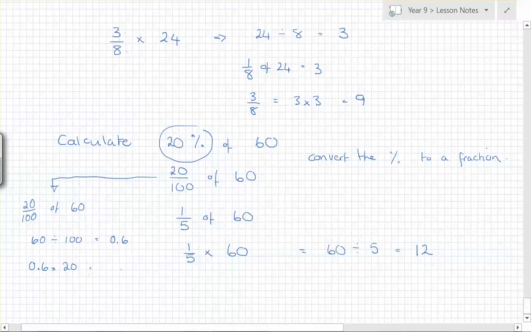Yes. Times by 10 is 6. Because if you want to do 0.6 times 20, if you only do times 10, then you have to do it again, times 2. So 6 times 2 makes 12. So that's the answer. It should have been the same answer as before.